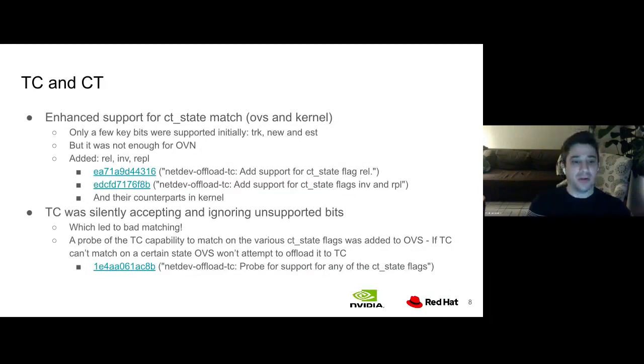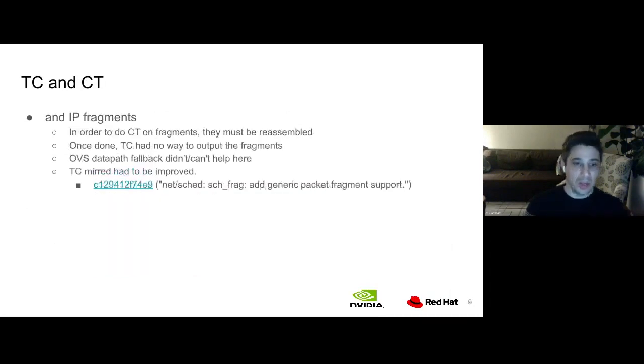So in OVS, we added support for offloading those flags, while in TC, we added some code to address those flags and make sure they are handled. And in addition, to make sure OVS is compatible with the kernel, we added a probing method to OVS in order to query the kernel to see which flags it supports and which it doesn't. Only if the kernel supports all the required flags in the rule, OVS will offload it to the kernel.